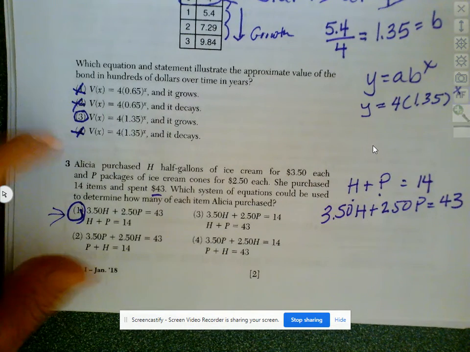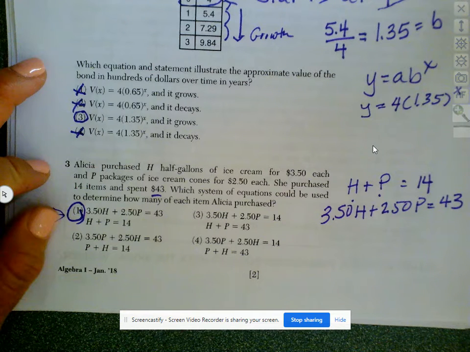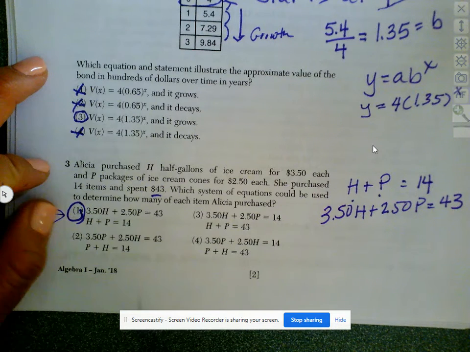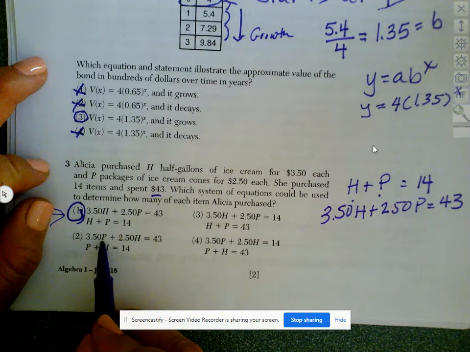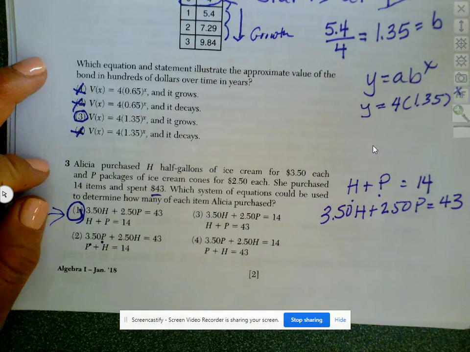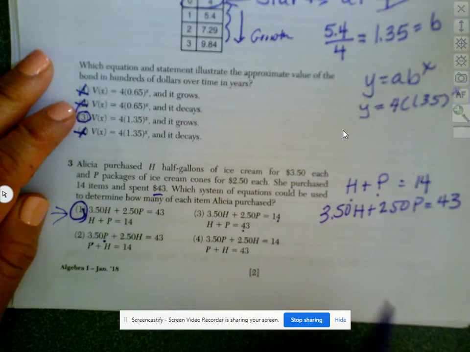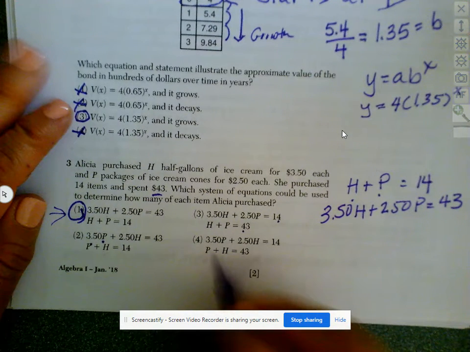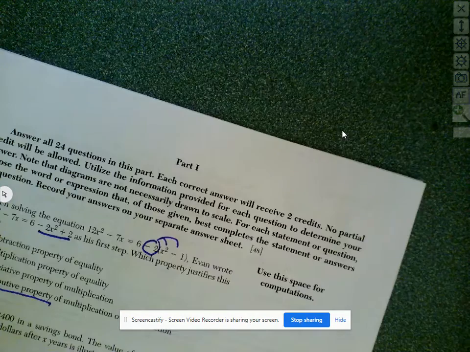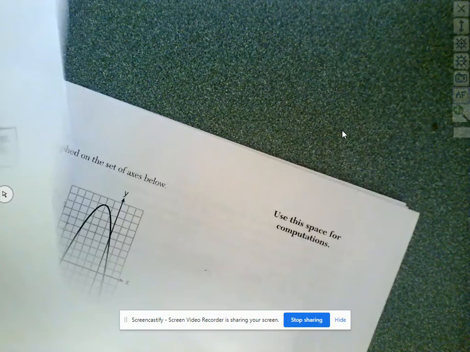But be careful of the details on here, because you will notice that some of them, like this one, does the pints at $3.50 instead of the half gallons at $3.50. So you have to be careful with that. This one switches the total and the money, and this one switches everything. So just be careful of the details. Okay, going to the next one.